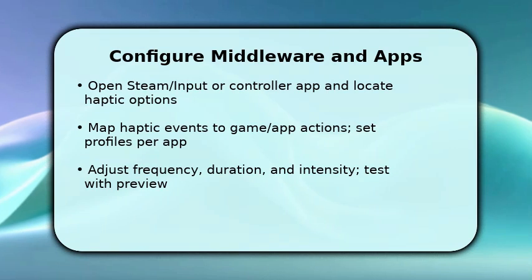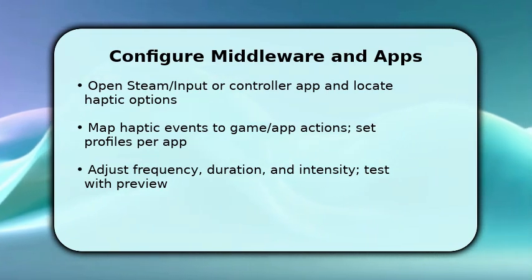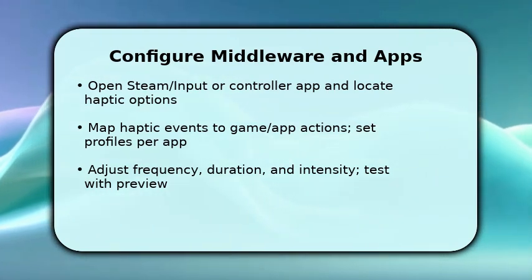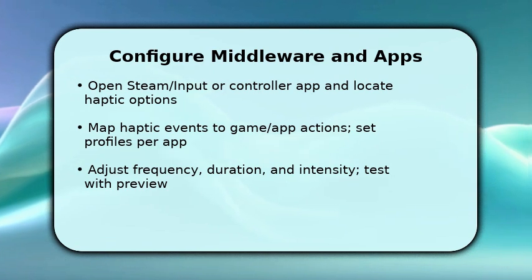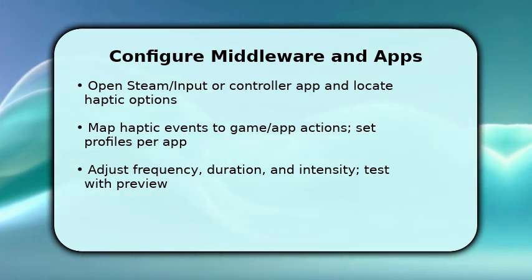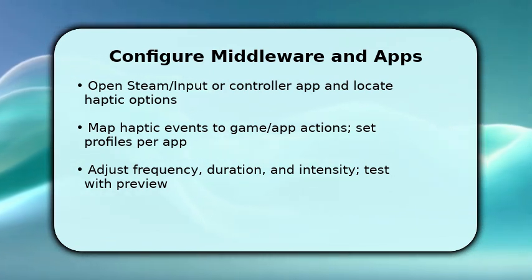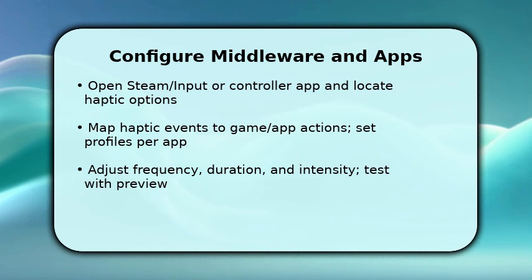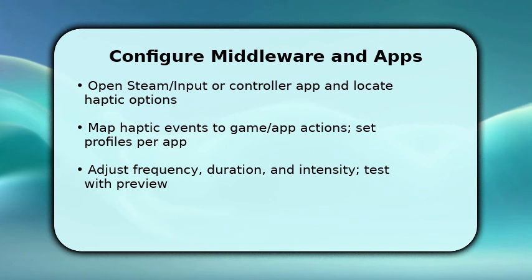Once the base is ready, open your middleware, Steam Input, controller software, or Haptic SDK tools and locate haptic settings. You'll map specific events to tactile patterns: footsteps, impacts, UI clicks. Make profiles per app so you keep settings separate. This prevents one game from overriding another.